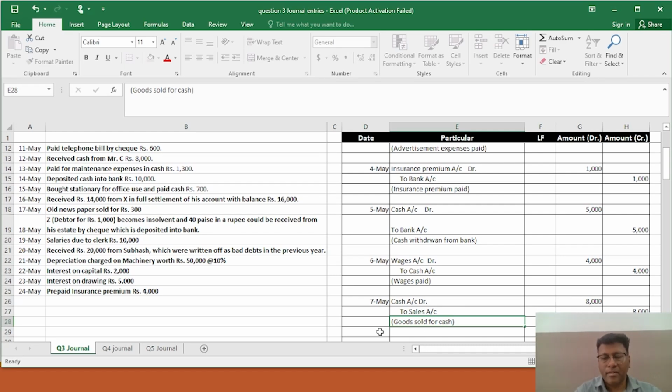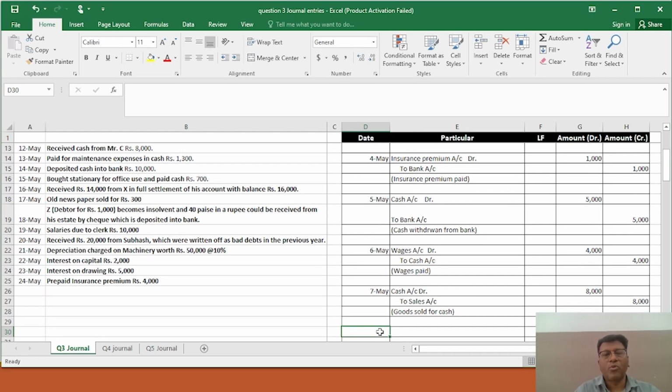And if any party name is given, there is no need to get confused. If it is clearly mentioned that you are selling the goods for cash, then no matter what party name is given to you, you have to mention the cash account, because it would be treated as a cash transaction, right?